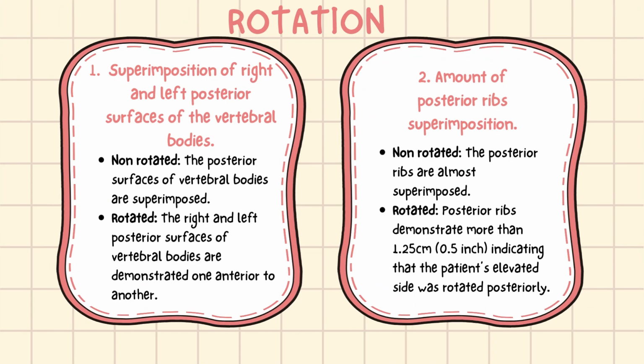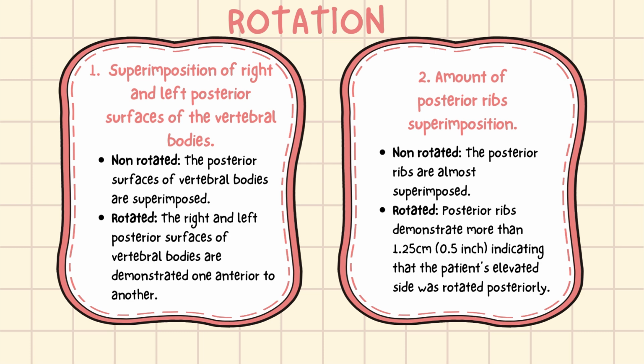Hence, in order to determine whether the patients were rotated or not, there are two things that we may look at or evaluate from the radiograph. The first one is the superimposition of the right and left posterior surfaces of the vertebral bodies, and we may also evaluate the amount of posterior rib superimposition.